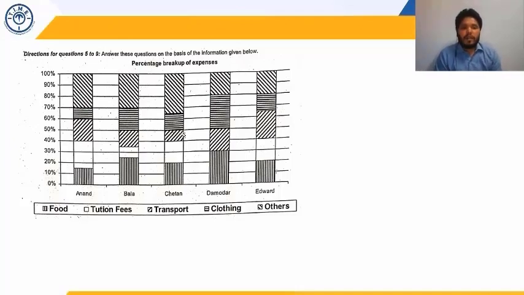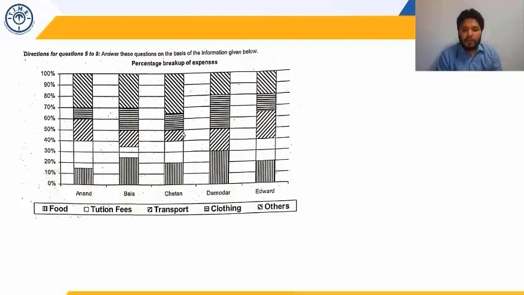So again, the heading is directions for questions 5 to 9. Answer these questions on the basis of the information given below. So what is the information given below here? Percentage breakup of expenses. Percentage breakup of expenses of whom? Anand, Bala, Chetan, Damodar and Edward.